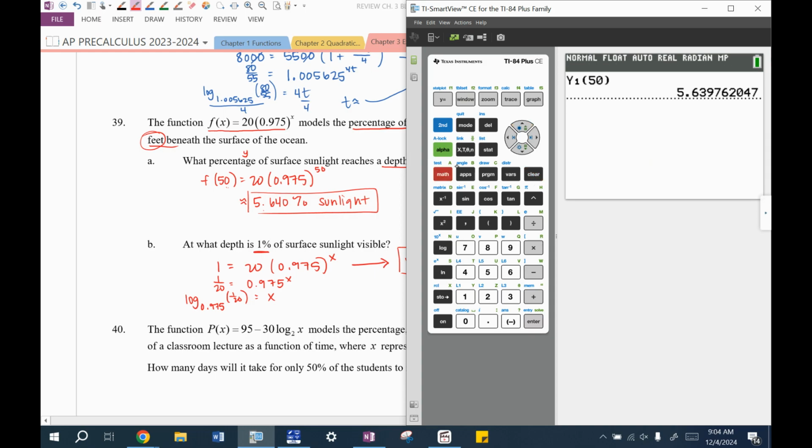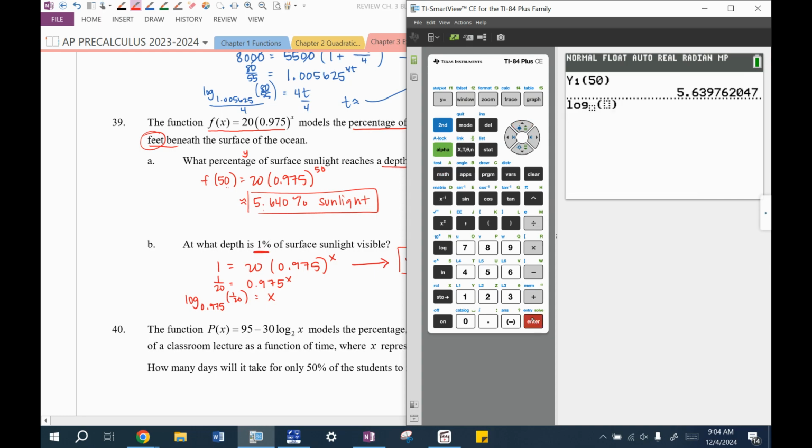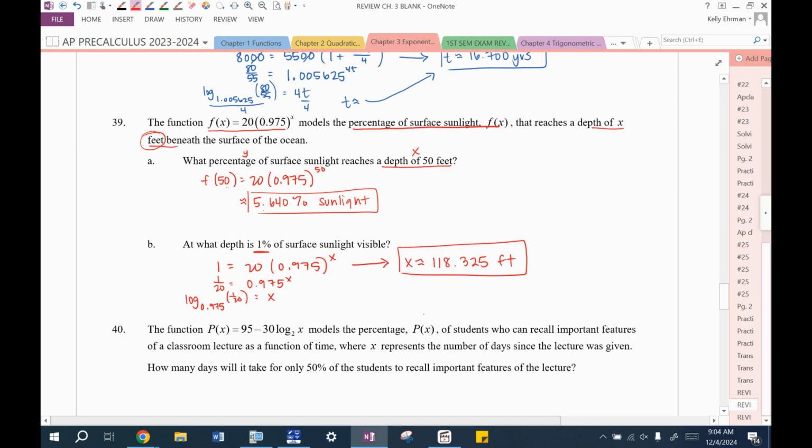If you don't have the log base feature, you can borrow one of my calculators, or you could still do this by saying, I'm going to natural log both sides, pull the x out in front, divide by ln 0.975, the way we do with those equations that you can't just log base on our non-calculator ones. So see how I get the same answer. Okay.